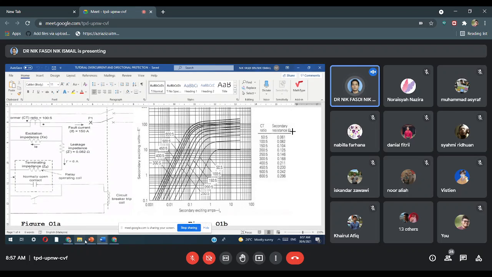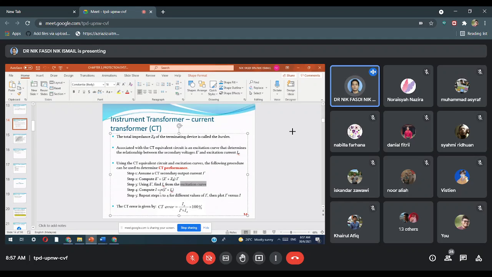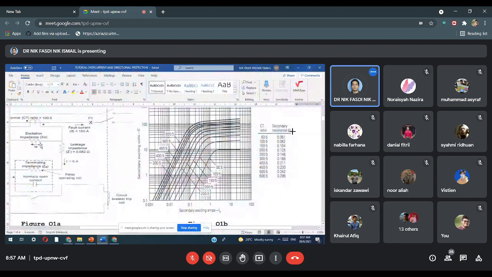Kenapa nak kira ni? Back to this notes. You kena dapatkan nilai ni, this current from the curve. So this is 0.3 amps. Macam mana dapat tadi? Again, saya cerita sekali lagi. Because our CT is 100/5, so we focus on this curve, 100/5. So from the calculation, E prime is 5 volts. So this is 5 volt. 1, 2, 3, 4, 5. 5 intercept here. So you dapat nilai 0.3, lebih kurang lah 0.3.